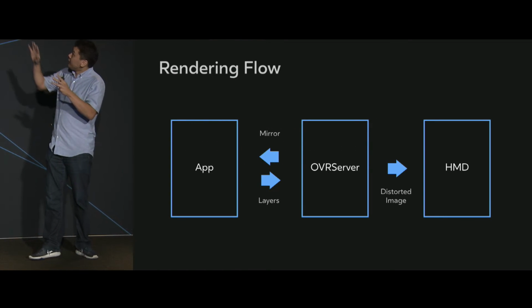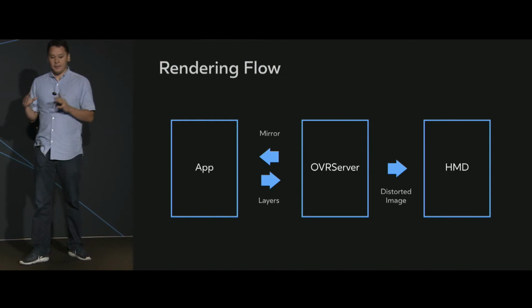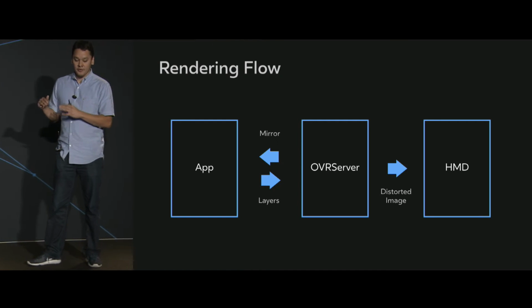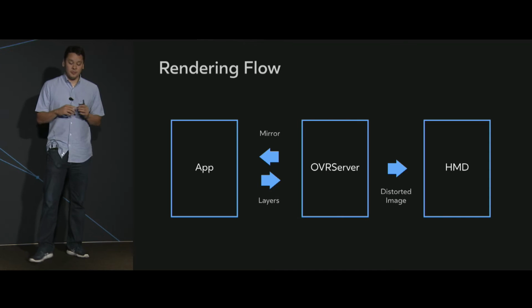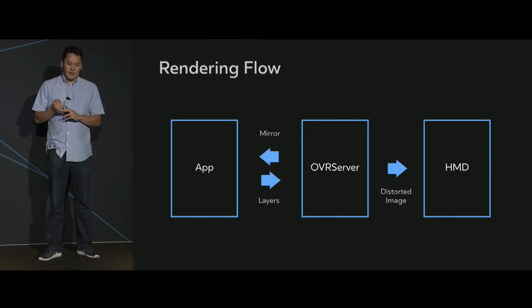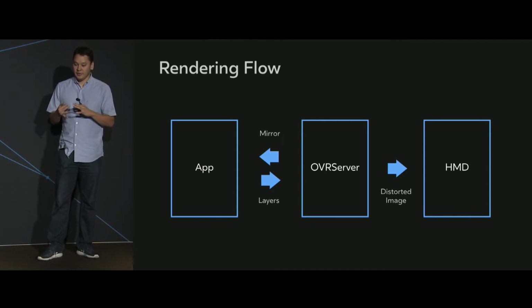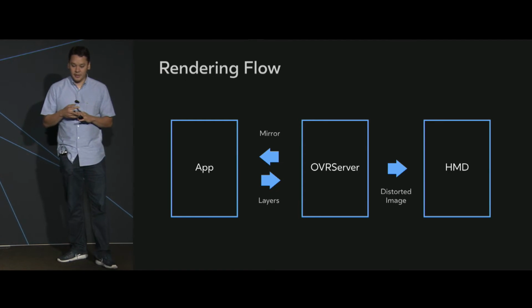So on the left side here, you can see you have your app, and you create your eye buffers, and then you send them over to our OVR server process through a submit frame call. Our OVR server process performs the chromatic aberration correction, the distortion, and the layer compositing.